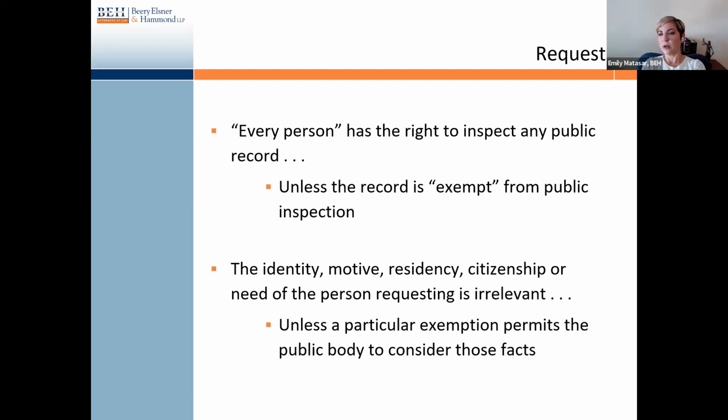An example of when you can consider the identity and motive of a requester is the personal privacy exemption, and whether it would be an unreasonable invasion of privacy to produce the information requested. And the best example of this is a stalker requesting their victim's personal information. That you can consider when you're considering exemptions to the request.